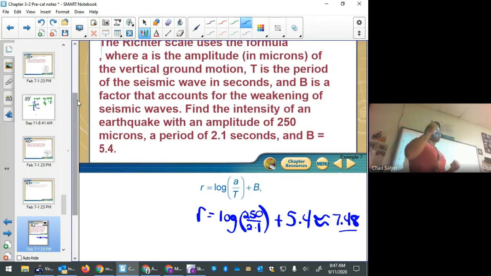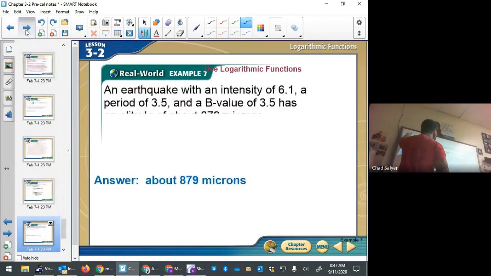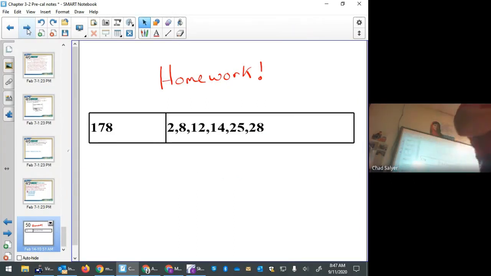All right, any questions about anything we have discussed? Hopefully you're now well acquainted with the logarithm, and you'll have the last 15 minutes or so to work on the following. Page 178, 2, 8, 12, 14, 25, and 28. If you get stuck on one, be sure to ask me about it.